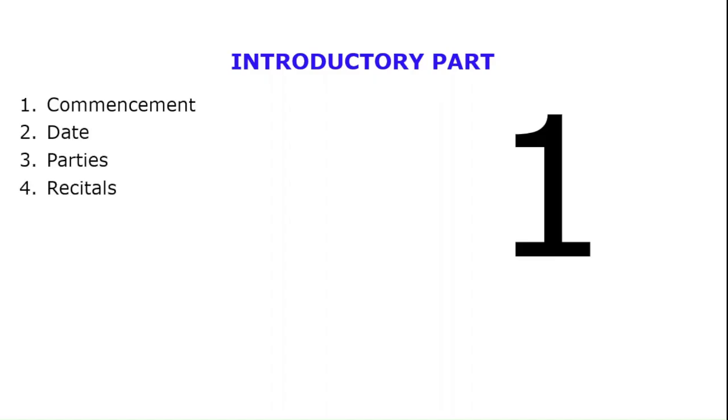Let's remind ourselves of the clauses that form the introductory part of a deed of assignment. I expect that this time around we're supposed to say it together, because you've already memorized it in the previous video. So let's go together. Number 1, we have what? Commencement, followed by date, followed by parties, and finally we have recitals. Let's just go again, in case you missed one of the points. Commencement, date, parties, and recitals. So let's begin with the first clause, which is the commencement.